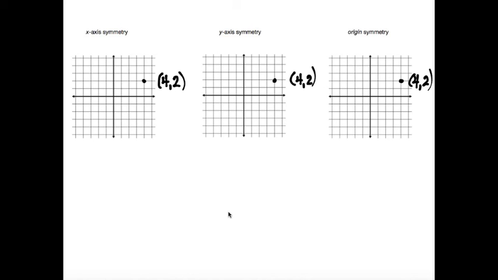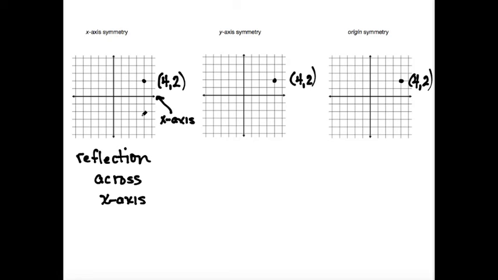All right. Now, x-axis symmetry. What x-axis symmetry means is that there is a reflection across the x-axis, okay? A reflection across the x-axis. All right, and we know that the x-axis is this horizontal line, okay?